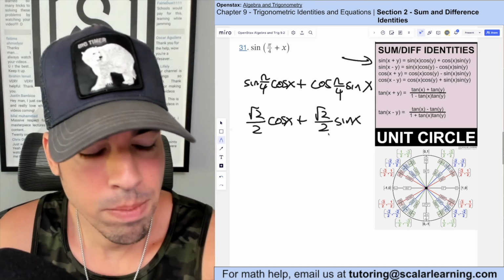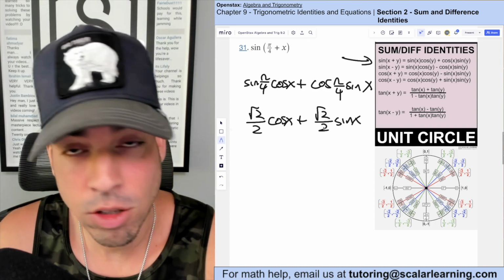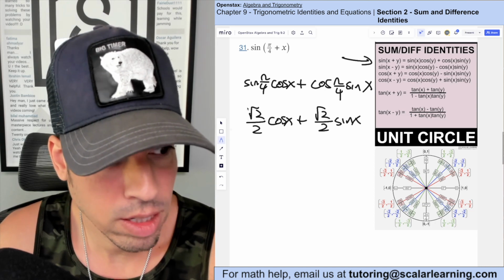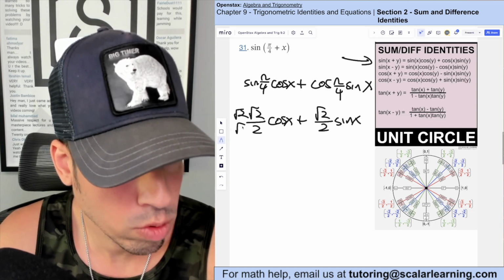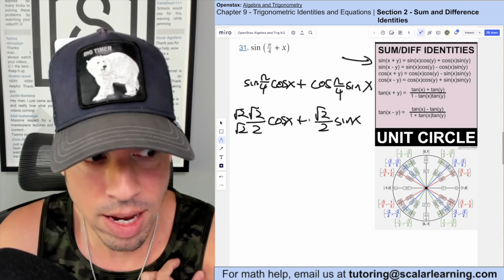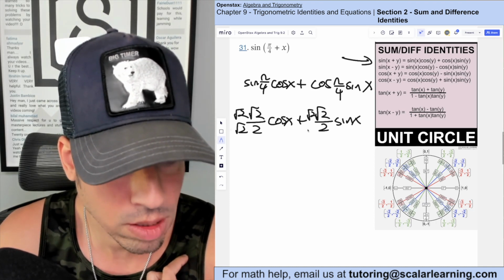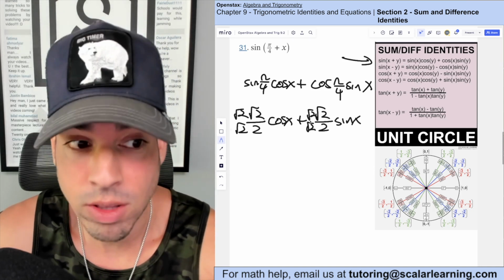So for some reason in the back of the book, they reformatted this again. I'll show you how we can get there. Basically, we can get to the answer in the back of the book by multiplying by rad 2 over rad 2. Now, me personally, I would leave it as is. I wouldn't do this because we don't like radicals in the denominators. But this is how we can get there if you want to see how they got it.